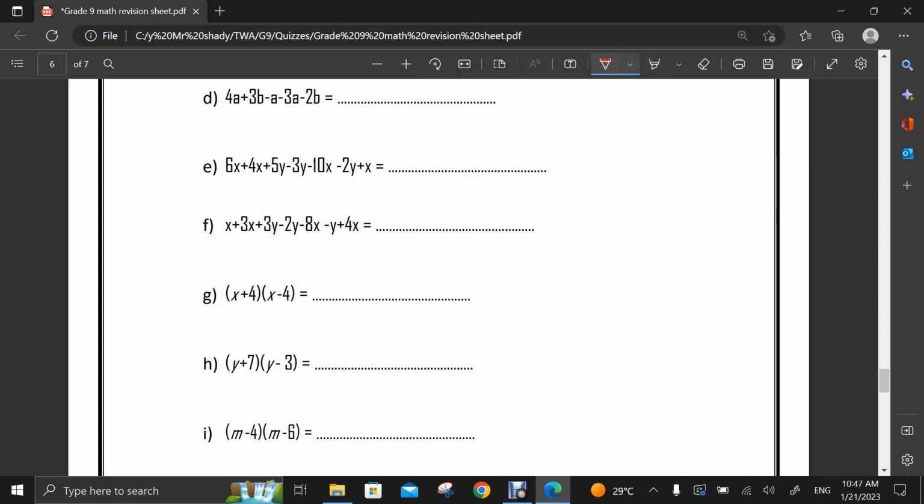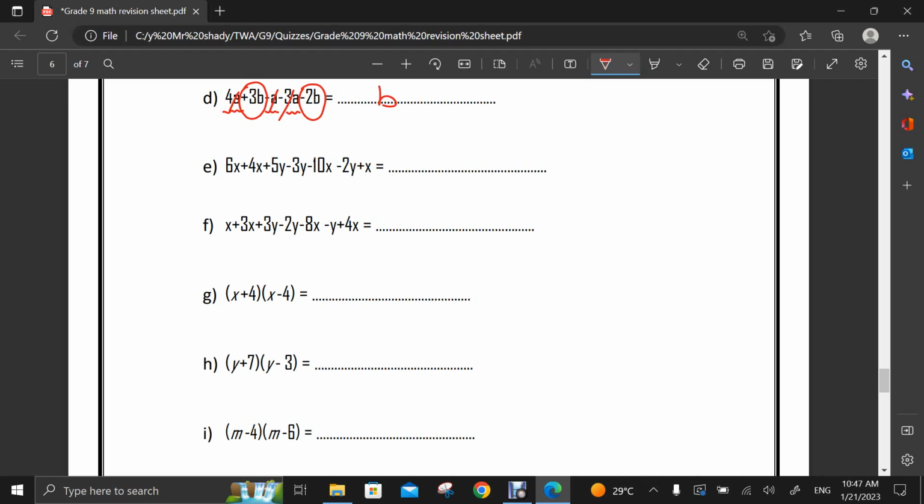So I have to collect like terms also. So I have here 4a and negative a and negative 3a. 4a minus a is 3a, minus 3a equals 0. But I have here positive 3b and negative 2b. So 3b minus 2b is only b. Letter E, 6x plus 4x plus 5y minus 3y minus 10x minus 2y plus x.